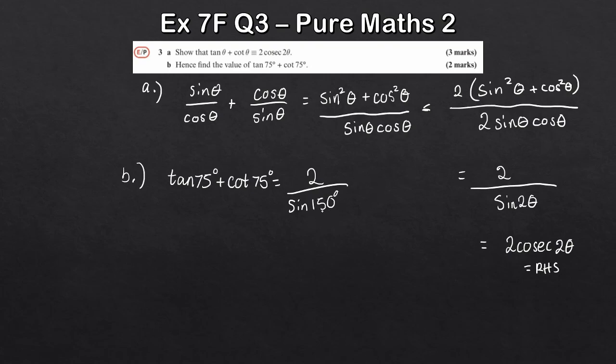Put this on your calculator unless you know it off the top of your head. So this is 2 over sine of 150 degrees, and that's a half. So 2 divided by a half, believe it or not, just gives us 4. So the value of tan 75 plus cot 75 is just 4.